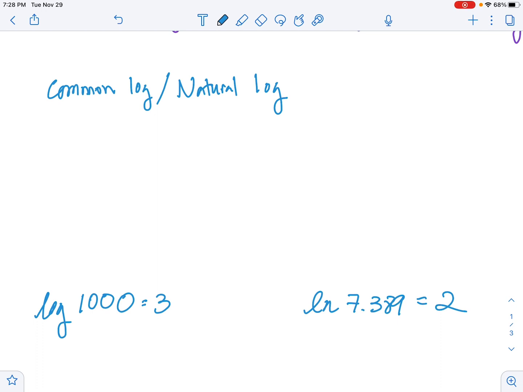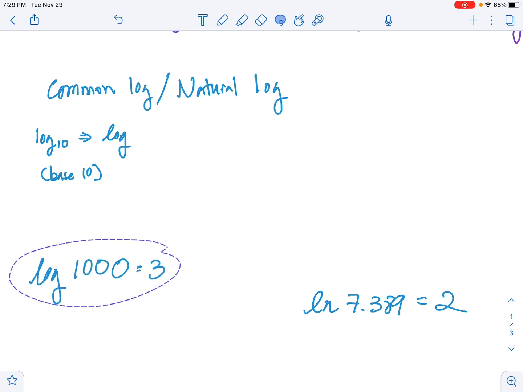For common log, the base that we use is log base 10. Log base 10 is so commonly used that we don't even write the 10 anymore. So we can just write it as a log with no base, and everyone in the math world will know that you mean log base 10. You can just drop it, you don't even need to put it.